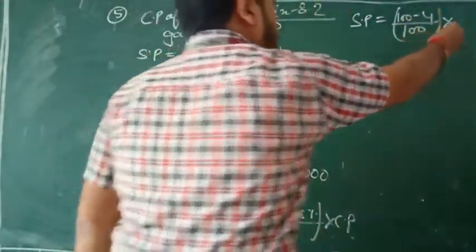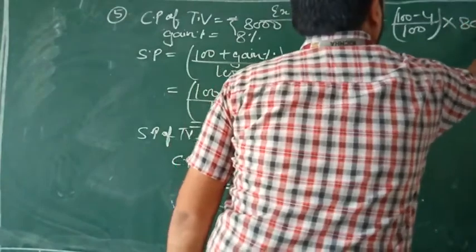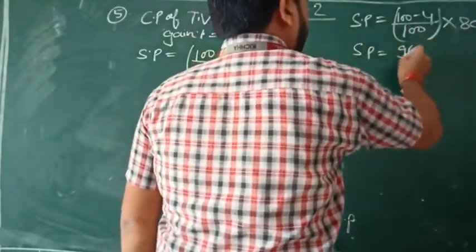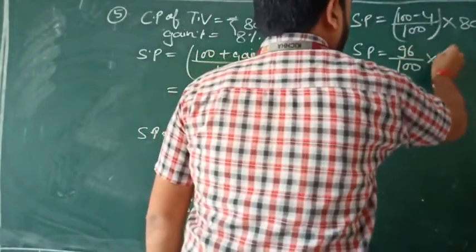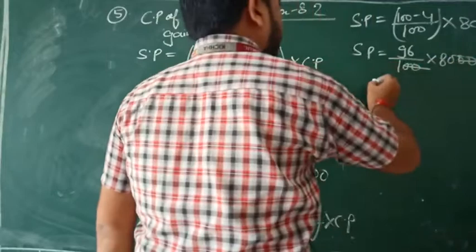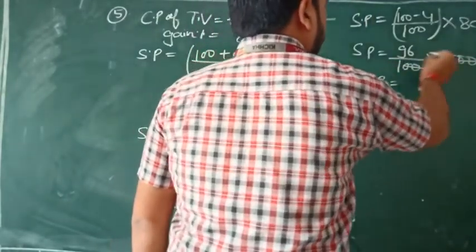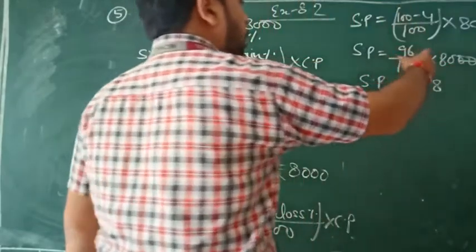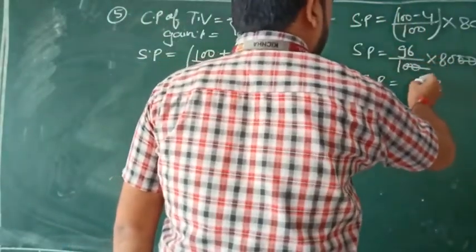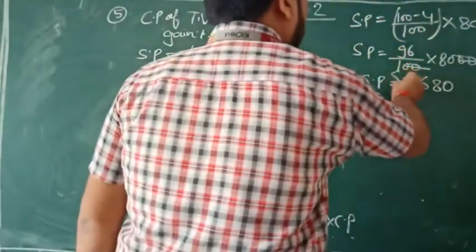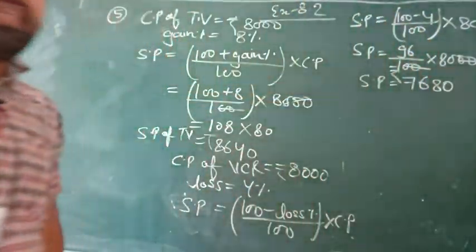What is the CP? CP is 8,000 for both. So this will turn out to be 100 minus 4, 96 upon 100 into 8,000. 20 and 20 get cancelled out. So SP is equal to 8 6s are 48, carry 4. 8 9s are 72 plus 4, 76. So 7680 is the SP of VCR.